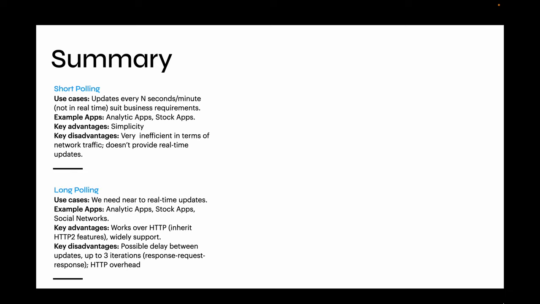Next one is long polling. Use cases: near real-time updates. Example apps: analytics apps, stock apps, and social networks. Key advantages: operates over HTTP, benefiting from HTTP/2 features, broad browser support. Key disadvantages: potential delays between updates and HTTP overhead.